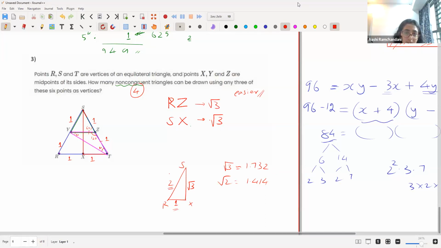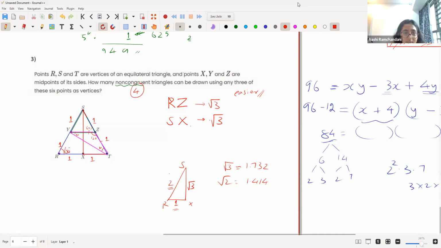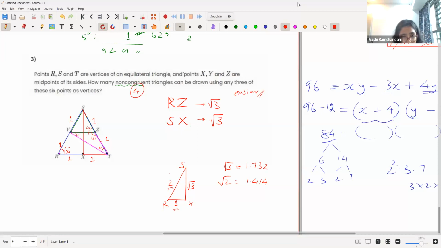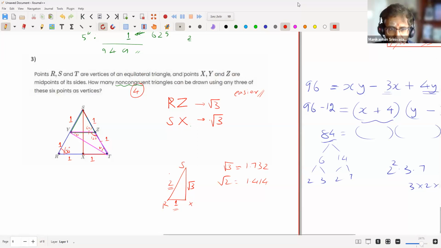Triangle YRT and ZYT are congruent. YRT is 60 degrees. It's an equilateral triangle, right? Oh, got it, okay. YZT is 120 because it's 180 minus 60.